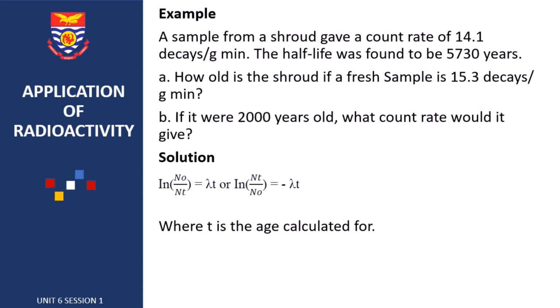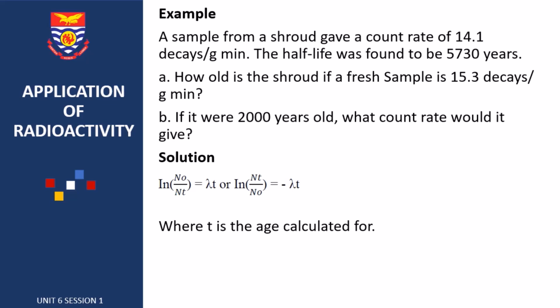The question says that a sample from a shroud gave a count rate of 14.1 decays per gram per minute. The half-life was found to be 5,730 years. And they said, how old is the shroud if a fresh sample is 15.3 decays per gram per minute, and if it were 2,000 years old, what count rate would it give?